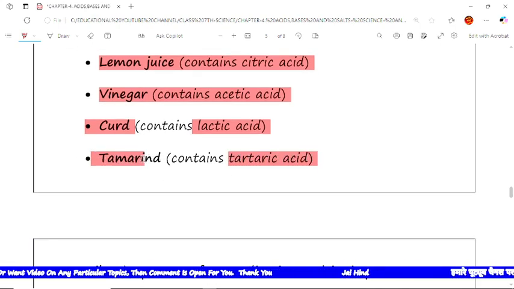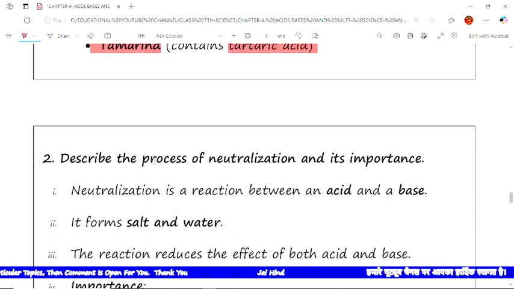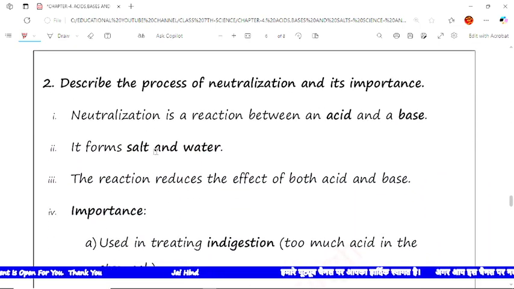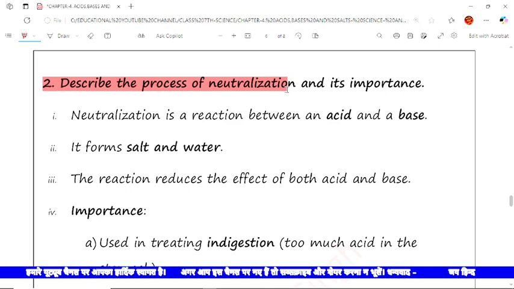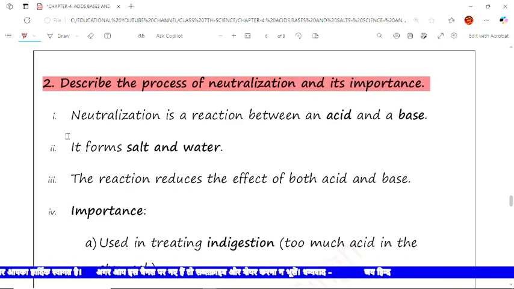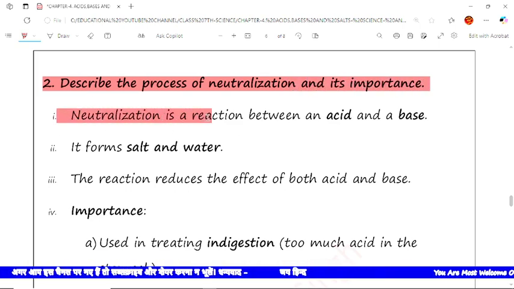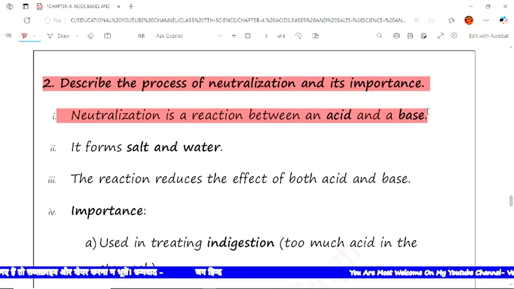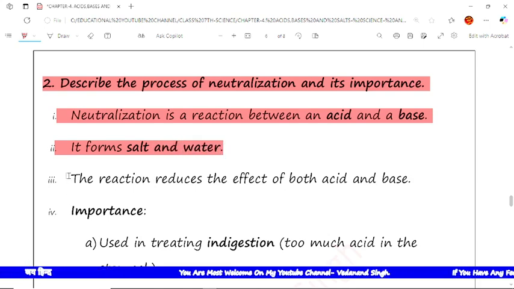Tamarind contains tartaric acid. Now the second question is a long type question, so that's why we have written the answer in 4 points. Describe the process of neutralization and its importance. The first point is neutralization is a reaction between acid and base. We have already discussed it. It forms salt and water. Always remember it.